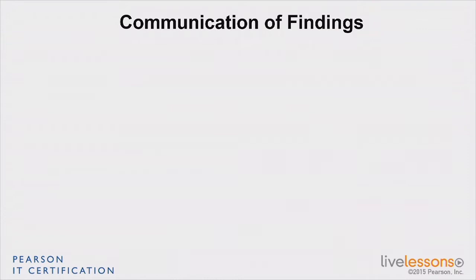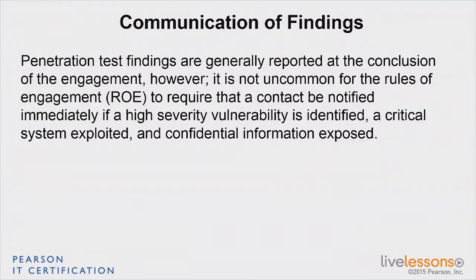Both throughout and at the conclusion of the testing, results need to be communicated. The penetration test findings are generally reported at the conclusion of the engagement. However, it's not uncommon for the rules of engagement, or the ROE, to require that a contact be notified immediately if a high-severity vulnerability is identified, if a critical system is exploited, or if confidential information is exposed. So it's going to be very important that those are defined in the rules of engagement and that the testers or the assessors have instructions to do so.